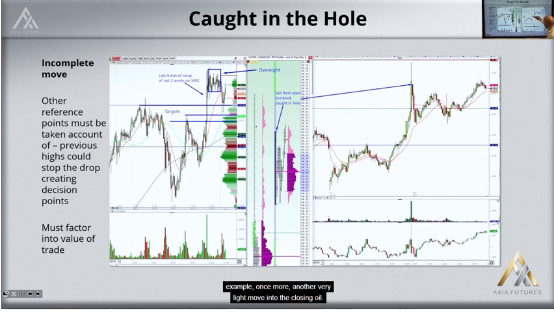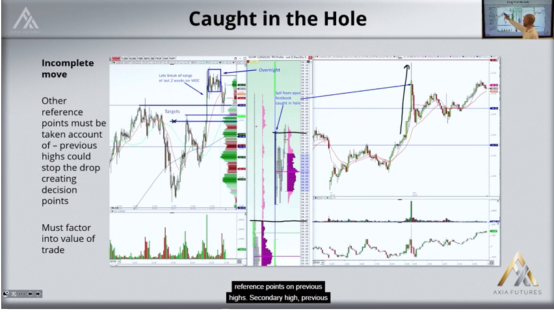Once more, another very late move into the close in oil. And that's this very stretched move. So we've got a really clear target down here. That takes you down to 34. The open is up at 35.24. So you've got a 125, or just under 120 tick target on this trade. That's all well and good because this is your target, the bottom blue line.